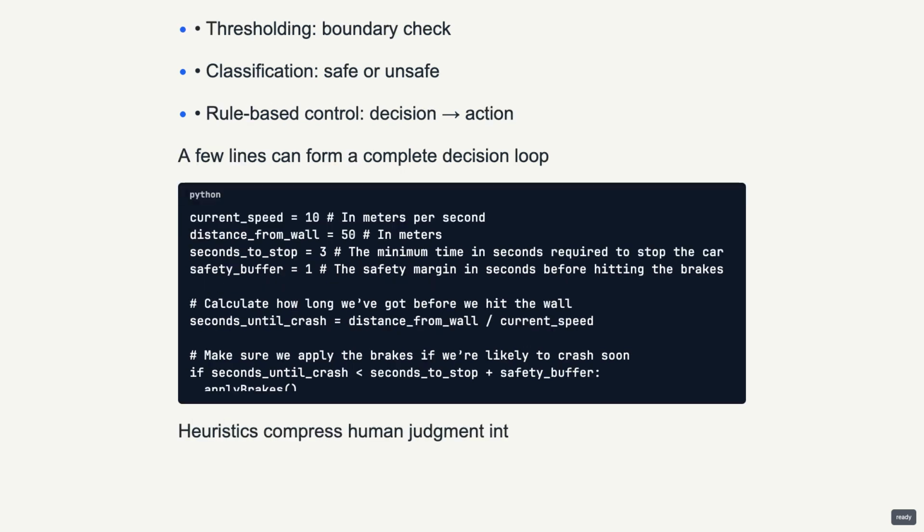The domain knowledge is visible in the variables and the threshold. A person chose the safety margin, a person chose the cutoff, and a person tied that judgment to the action, which is exactly how heuristics make small devices behave consistently.